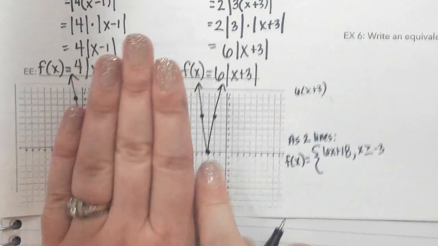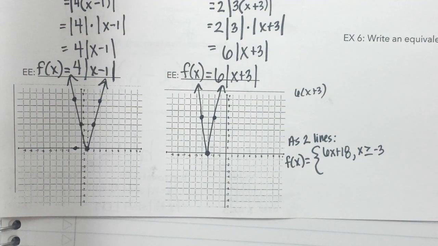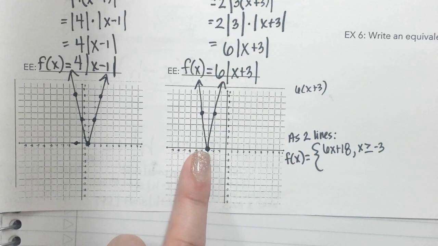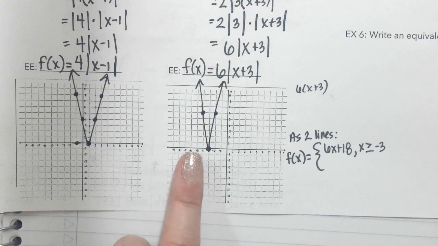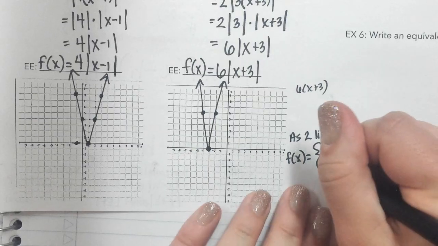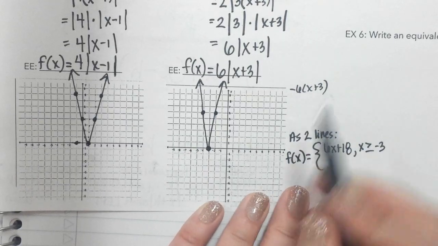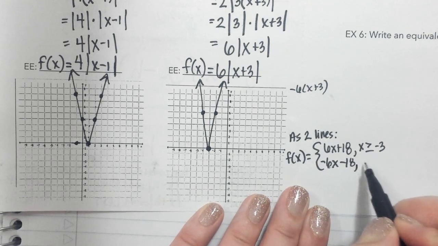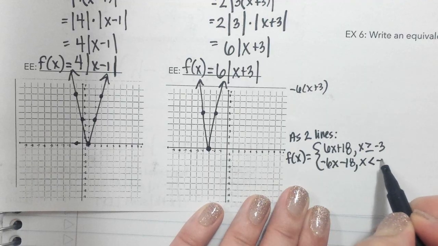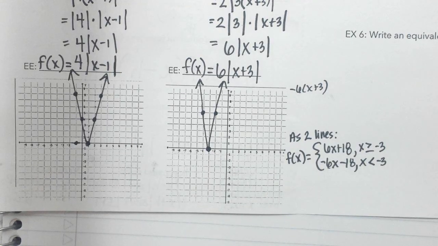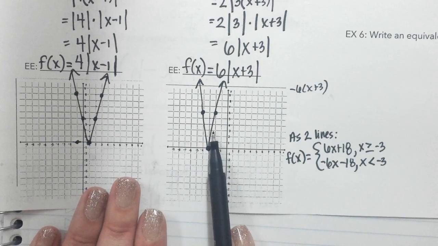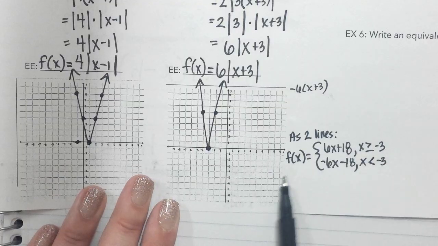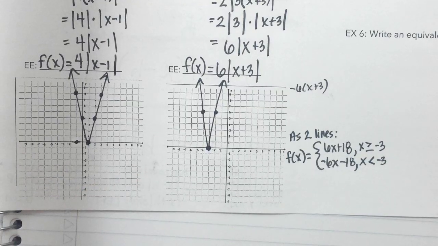Now let's think about what the other line is. The other line has a slope of negative 6. And what do we think that y-intercept is? Negative 18, because it would be negative 6 times x plus 3. So this would be negative 6x minus 18, and that's for x's that are less than negative 3. So this is the absolute value function, and this is the piecewise graph if we look at it as 2 lines.